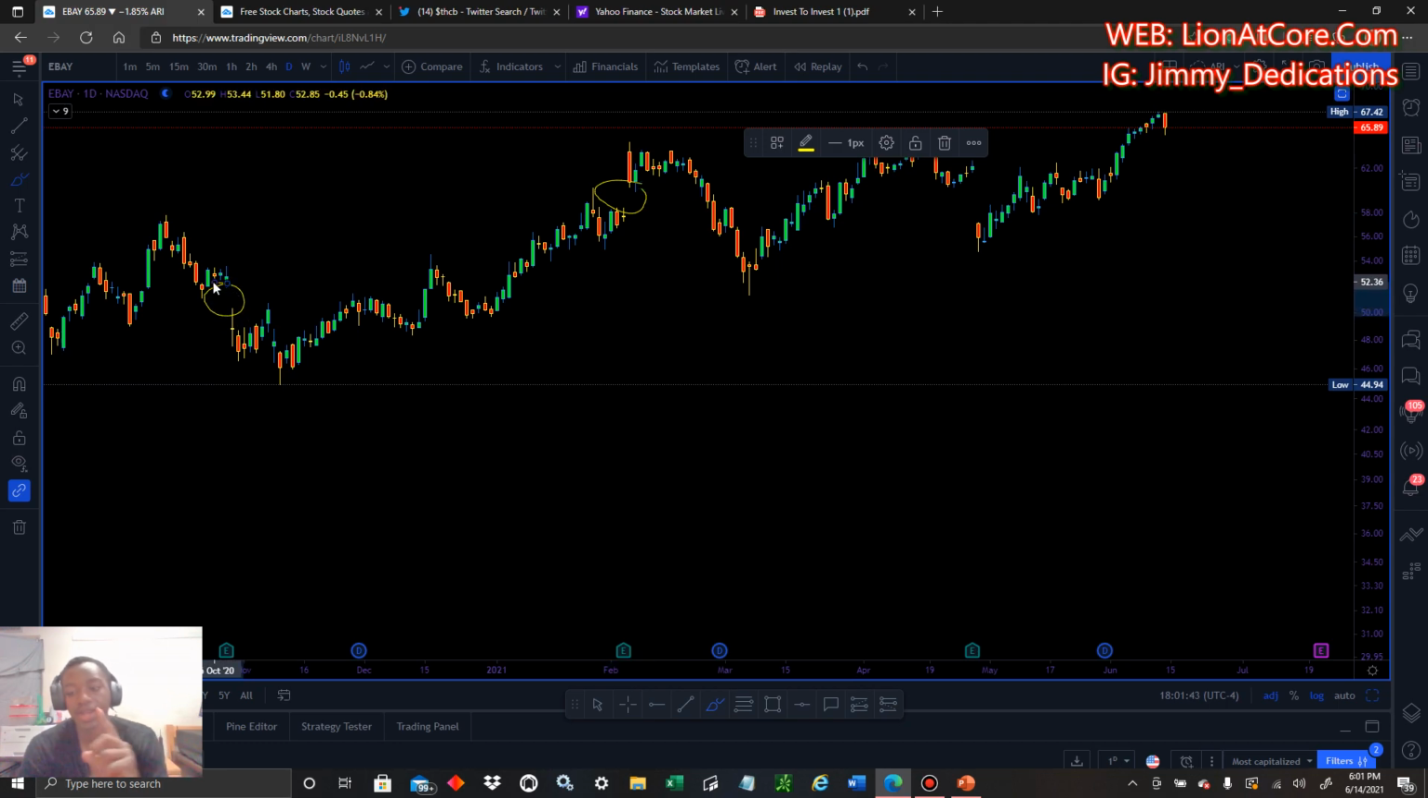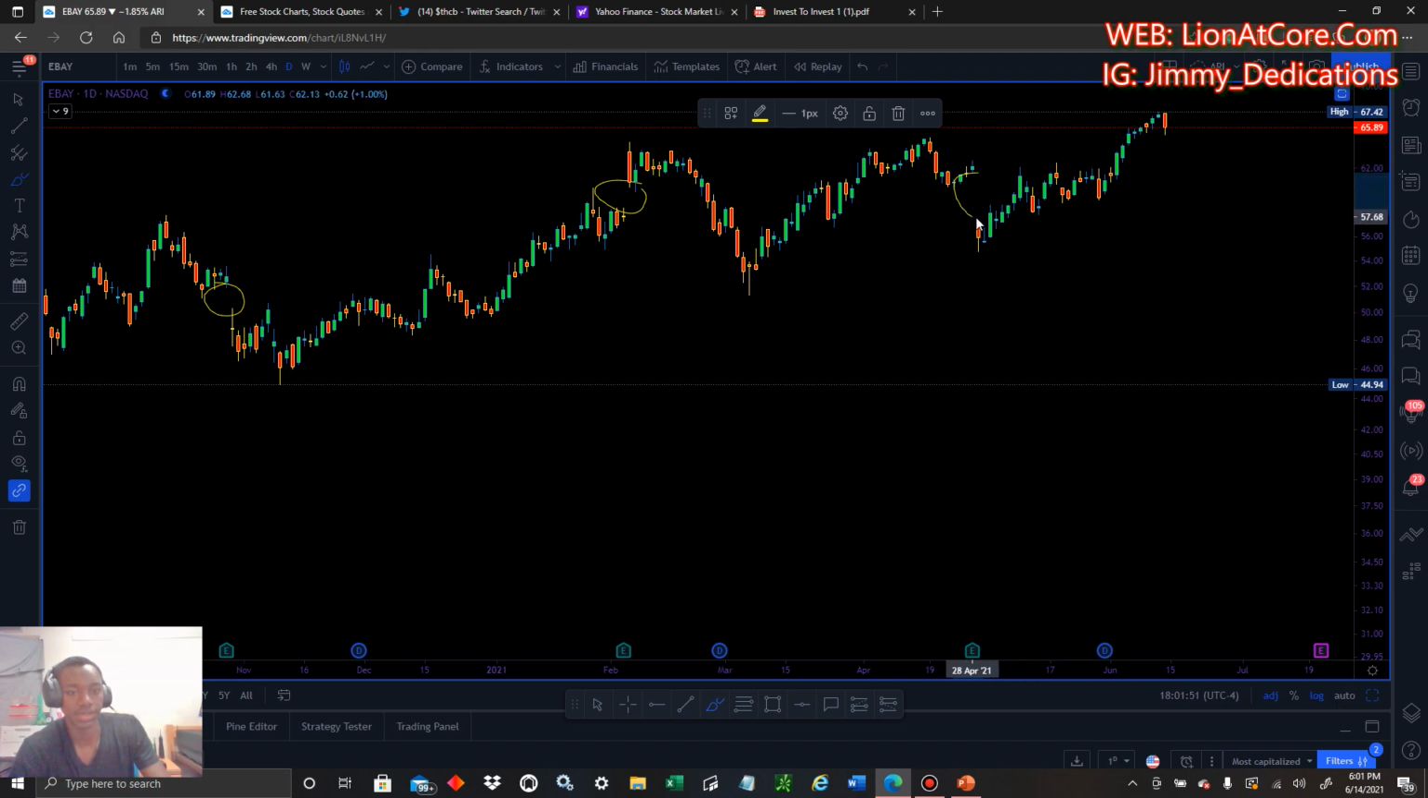So we went over the body. The body is the pressure. The wicks are the rejection. Now we're going to go over some patterns. Now we're going over gaps.